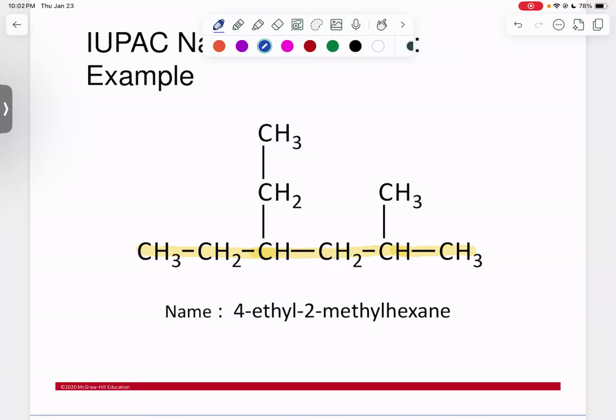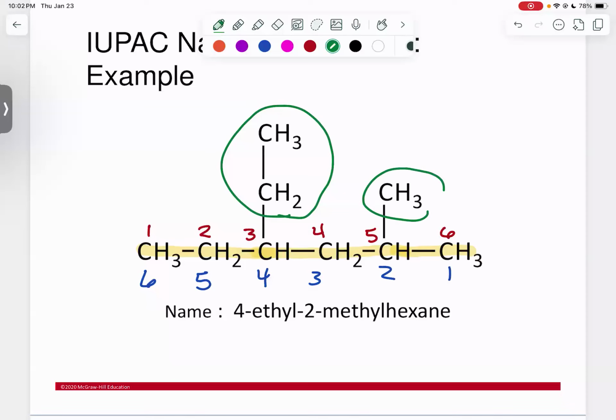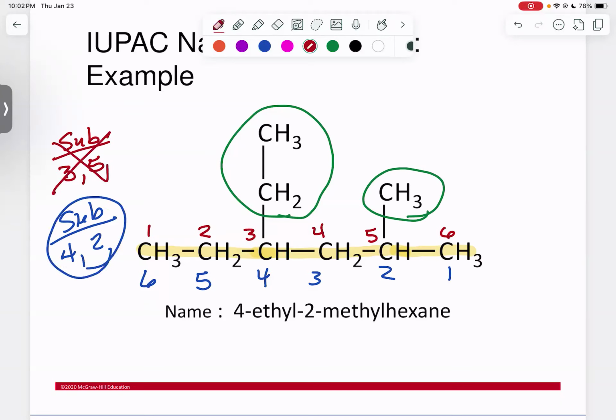Okay, so I've done that, and I'm going to number my parent chain. There are 2 different ways that I could number it, right? I could number it 1, 2, 3, 4, 5, 6, or I could number it 1, 2, 3, 4, 5, 6. So I know I have 2 substituents. So in the red, my substituents would be at 3 and 5. In blue, my substituents would be at 4 and 2. So 4 and 2 are smaller than 3 and 5. So I'm going to erase my red numbers. I'm going to get rid of that.